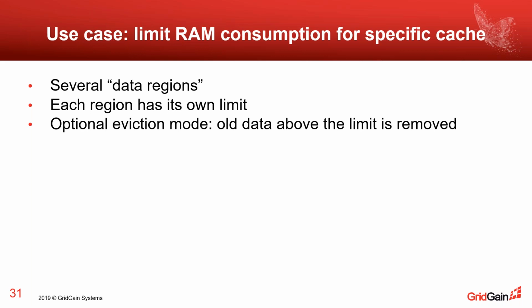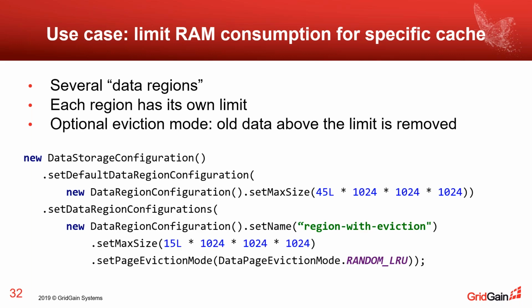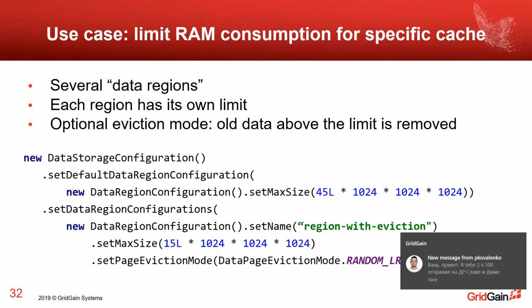It's really helpful in case you use Ignite exactly as a cache. There's a third-party storage, and there's no problem if your data is removed. You will just load it again from your third party. So here's an example of configuration. There are two data regions, a big one and a small one. And for the small one, we have specified eviction mode. Eviction mode means that all data will be automatically removed.